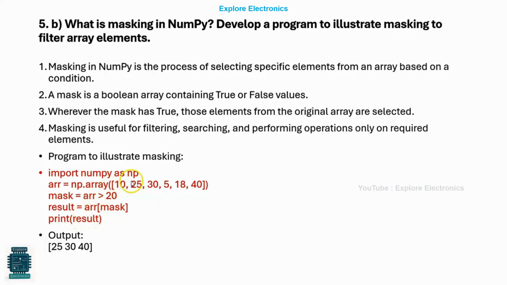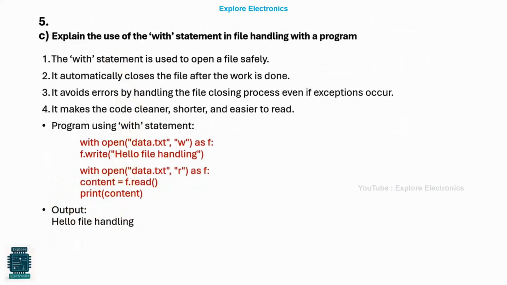Which is greater than 20? We will get 25, 30 and 40. It is printed in the output. Clear? And we have one more question.